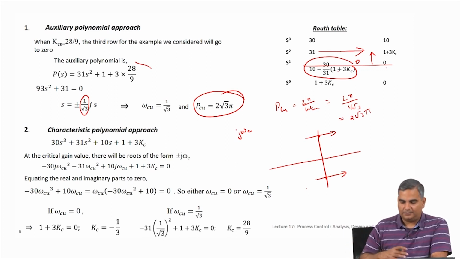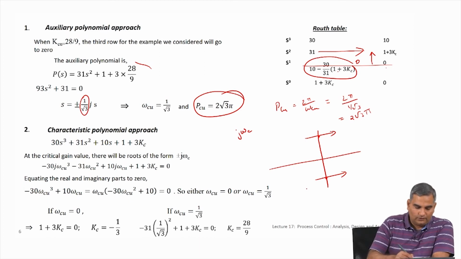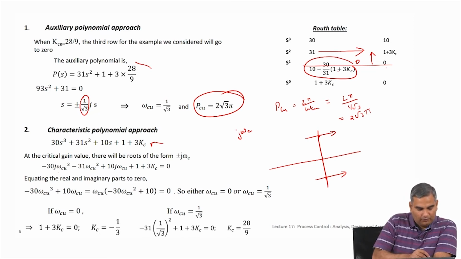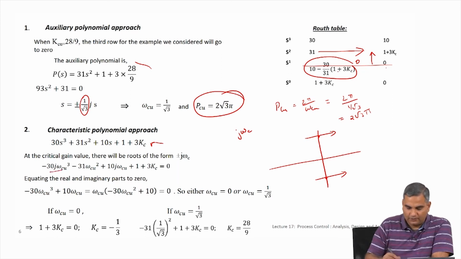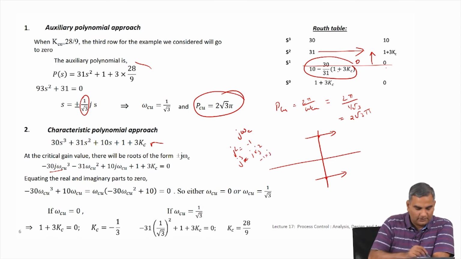So, now since I am looking for a solution of the form j omega c, I put this into this equation and then I say my 30 times j omega c whole cube will give me omega c cube, j cube is minus j, because j squared is minus 1, j cube is equal to j times j squared. So, since j squared is minus 1, times j is minus j, and then s squared will be j omega c whole squared.